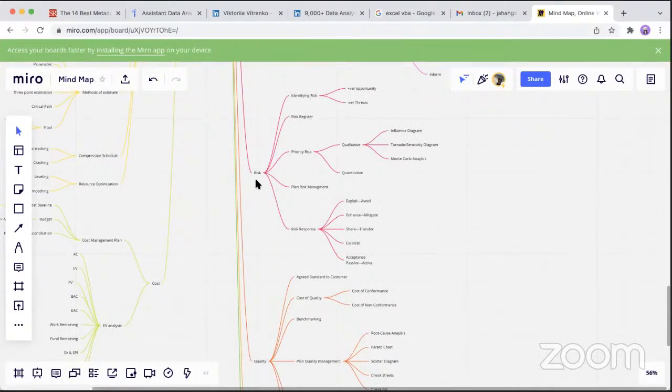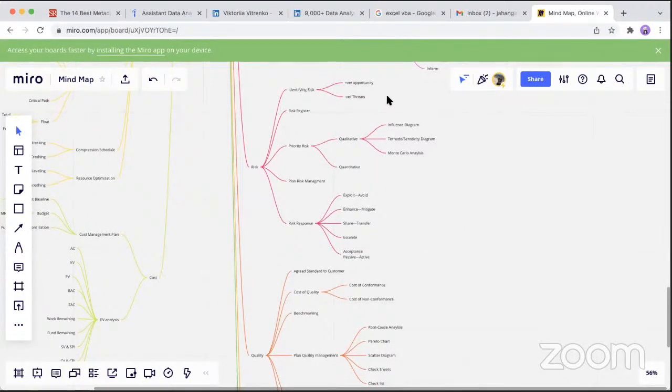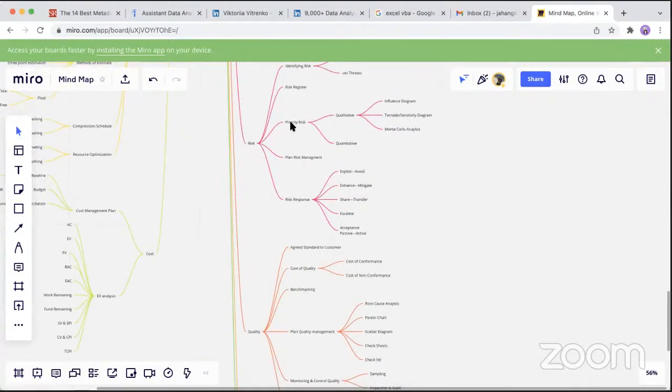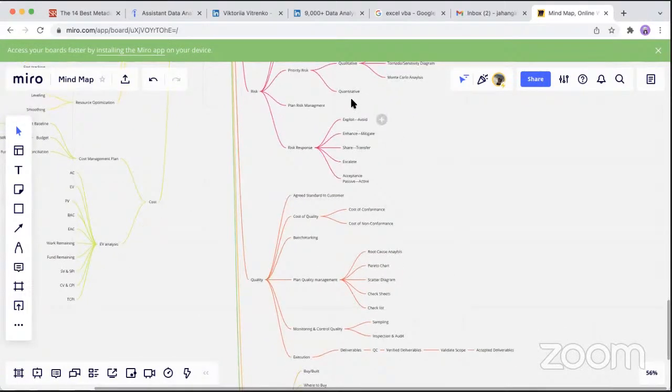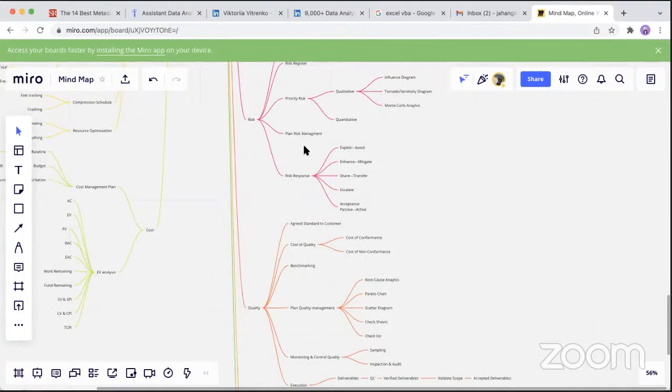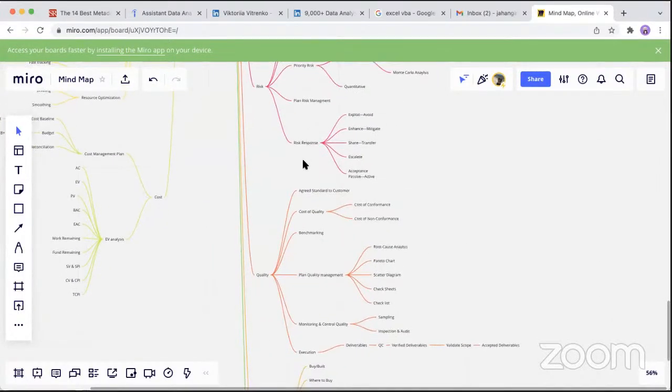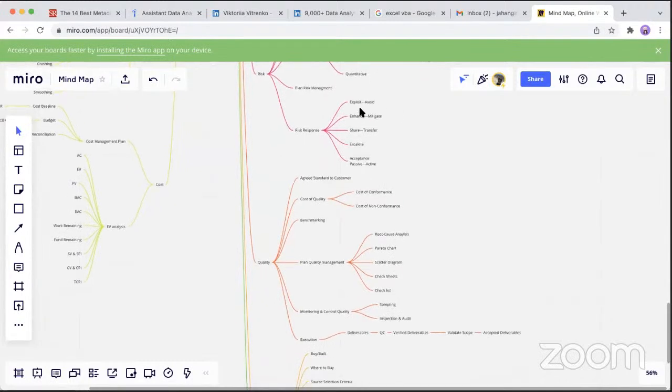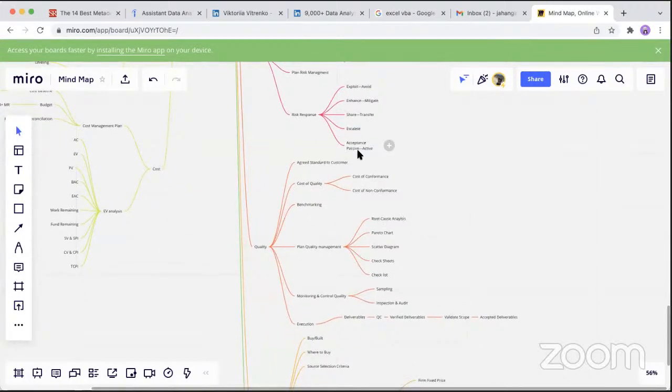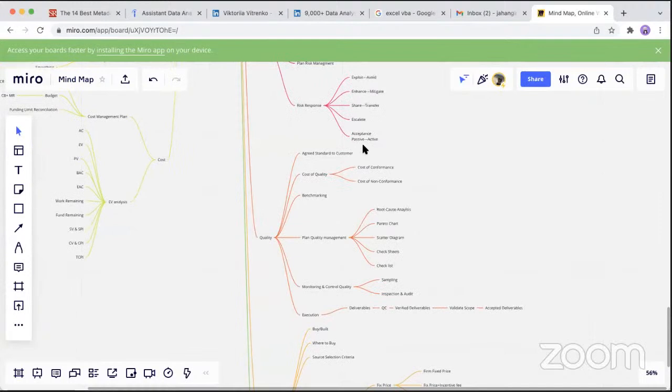So the other topic is about risk. We identify the risk first, and risks are of two types, positive and negative, which we call opportunity and threat. After identifying the risk, we put it into a risk register and prioritize the risk, qualitative and quantitative. Influence diagrams, tornado diagrams and Monte Carlo analysis are the tools and techniques to prioritize the risk. In plan risk responses, we respond to the risk according to exploit, avoid, enhance, mitigate, share, transfer, or escalate, and we accept the risk through passive and active acceptance.